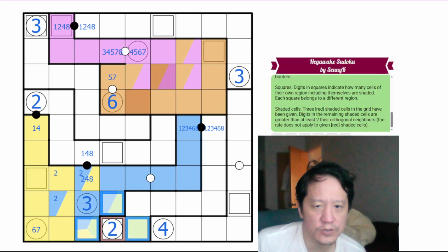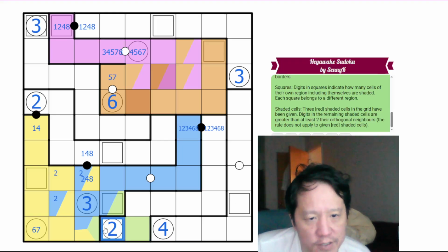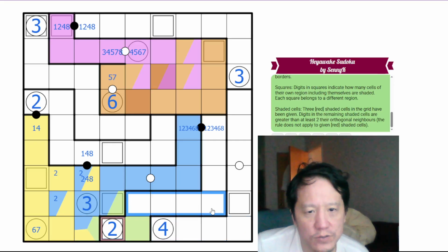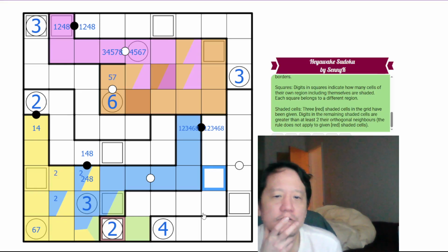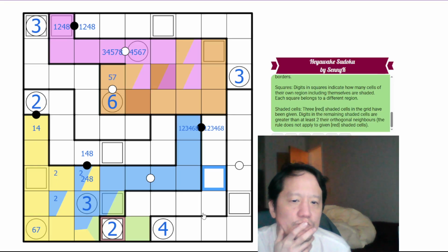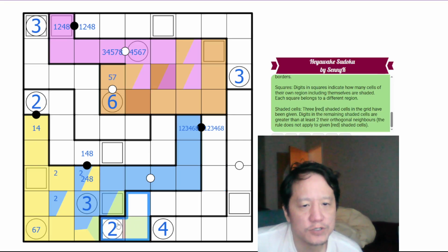Green means no shaded. Okay. So this satisfies both these directions, so we don't necessarily need another shaded cell here. There's only one more shaded cell here. That's interesting. So there's only one more shaded cell in this region.